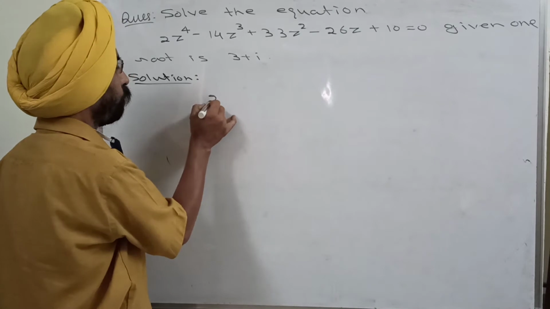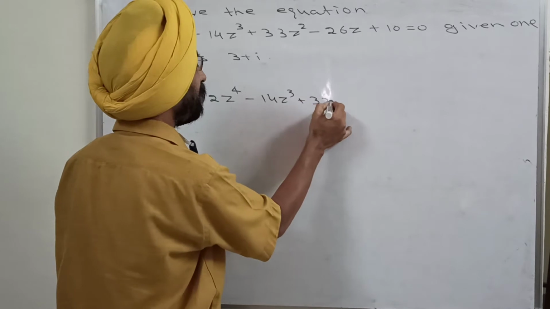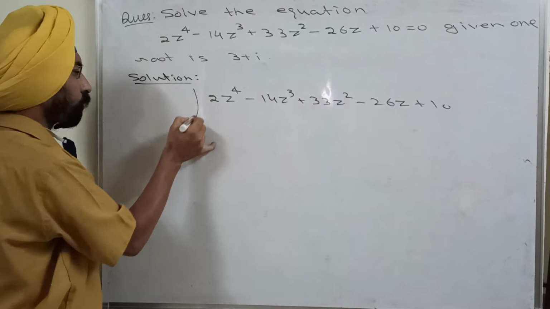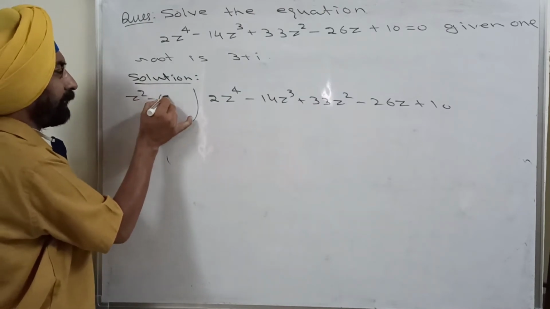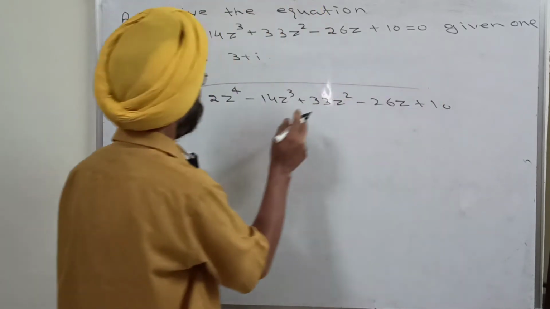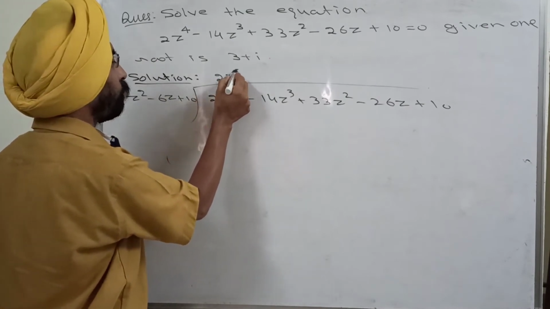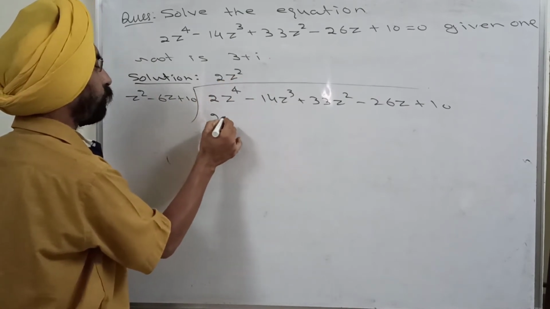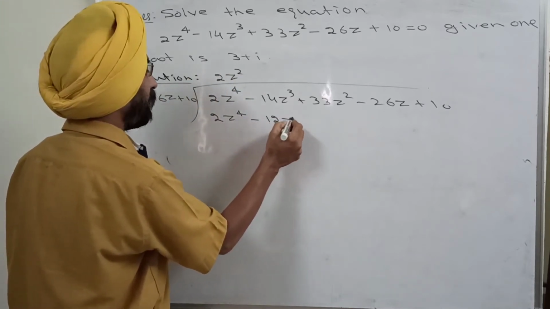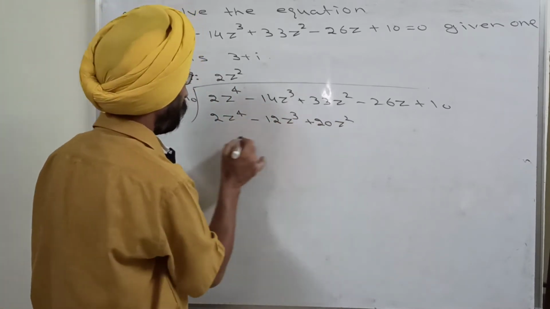So it is 2z^4 minus 14z^3 plus 33z^2 minus 26z plus 10, and I am going to divide it by z^2 minus 6z plus 10. So when dividing, first you have z^2 and you want 2z^4, so you will have to multiply by 2z^2 and you will get 2z^4. This multiplied by minus 6z will give minus 12z^3, and this multiplied by plus 10 will give 20z^2.